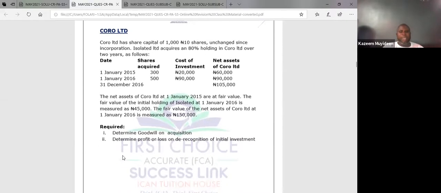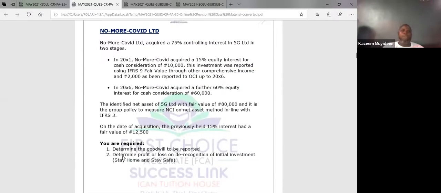Okay, let's take this question: no more COVID Limited acquires 75% controlling interest in 5G Limited in 2 stages. I will look at the first one. Don't confuse this one. It does not have control in the first acquisition. In 2001, no more COVID acquired 15% equity interest in a cash consideration of 10,000. 15%, simple investment. It does not have control, 15%.